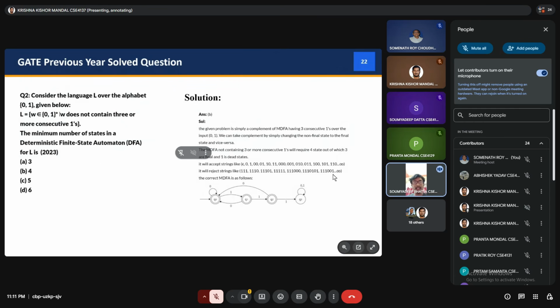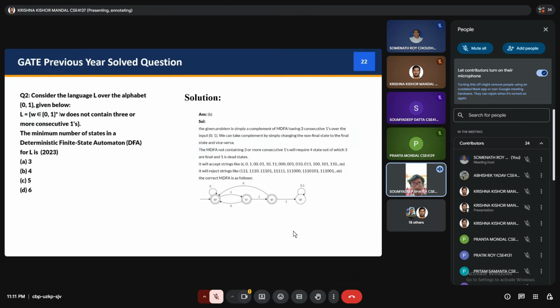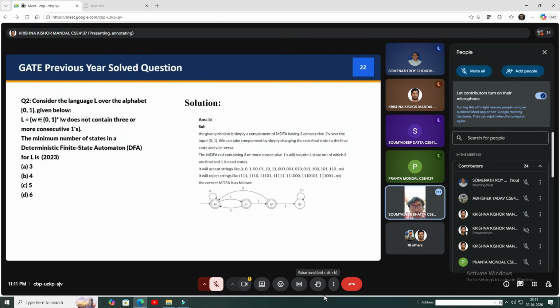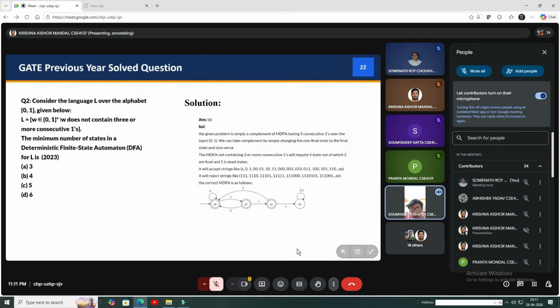We create states like Q0, Q1, Q2, and Q3. Q0 is the start state. If we reach Q3, the string is rejected and all other states are accepted. So the valid states are Q0, Q1, Q2, and Q3 is the dead state. So option B is correct, 4 states. Next slide.